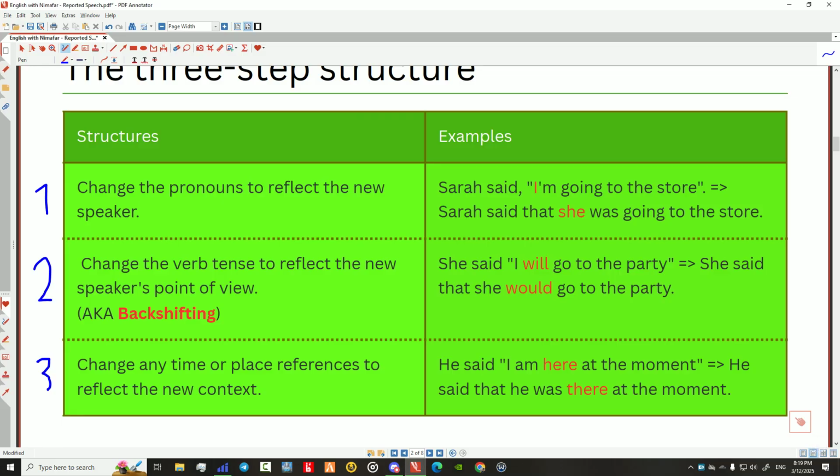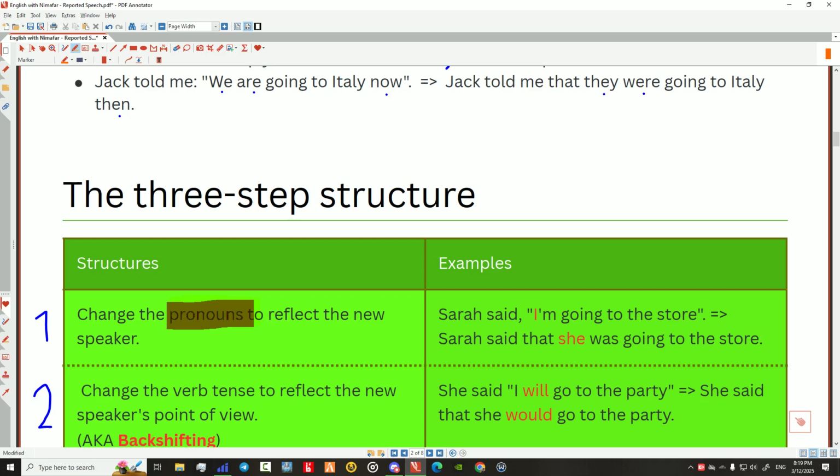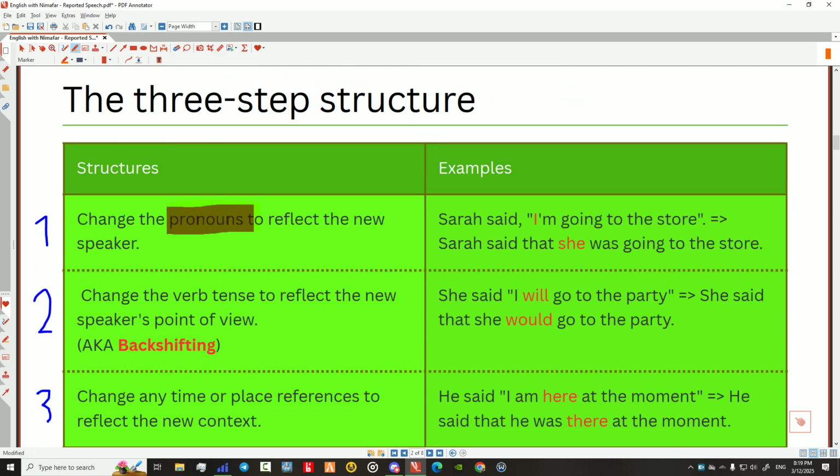Exactly. So we change the pronouns to reflect the new speaker. Let me change the color here to something you can see. So we change the pronouns, like I am going to the store. Sarah is a girl, so Sarah said that she. I to she. Or here, we to they. Because when I say we are going, it includes me too: me and my friends, or my friends and I. But when I say they, it means, oh, not me. I'm just telling you that they were going to Italy.